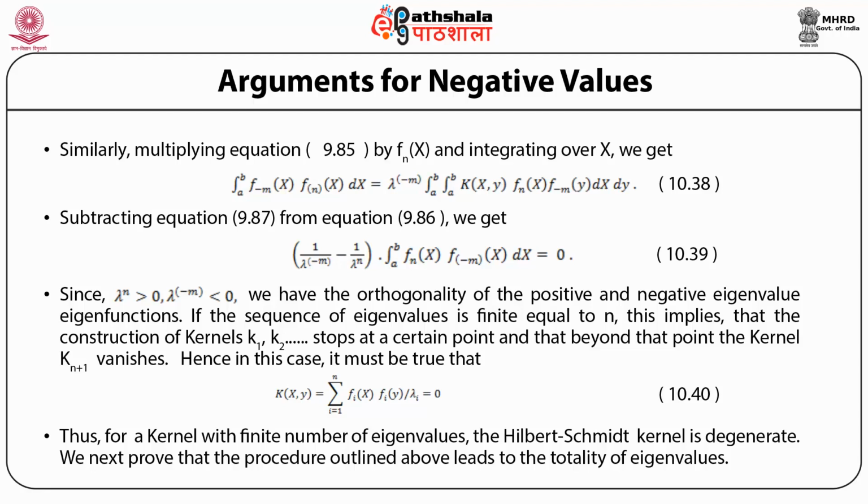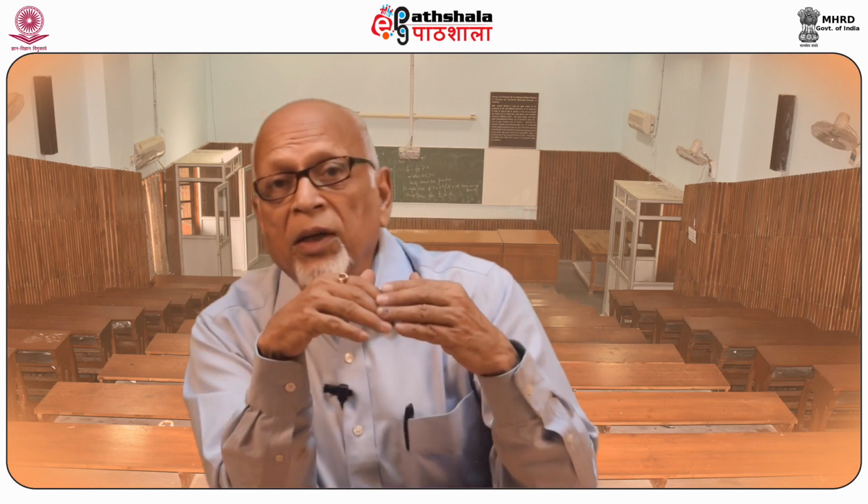We will next prove that the procedure outlined above leads to the totality of eigenvalues. Now we are going to state a theorem. The theorem is that the eigenvalues obtained by successive extremization constitute the totality of eigenvalues. There are no more eigenvalues which cannot be obtained by this successive extremization. The proof of this is very involved, and in the first reading, if you wish, you can leave it. So let me indicate the proof.